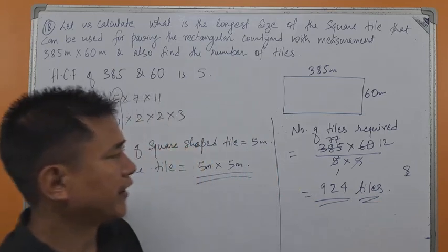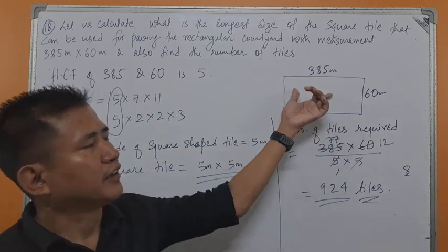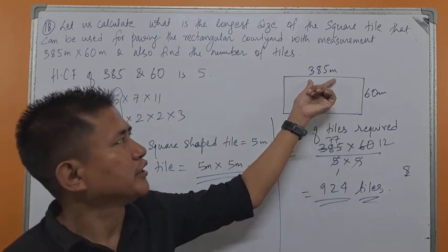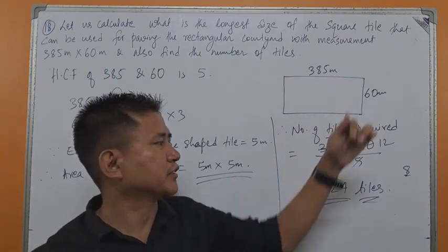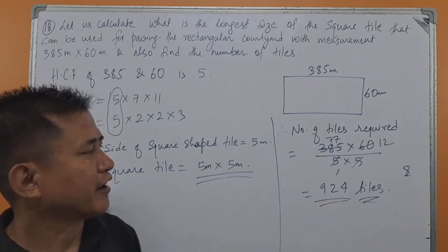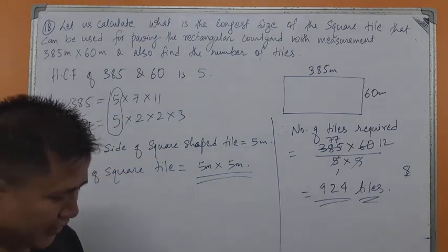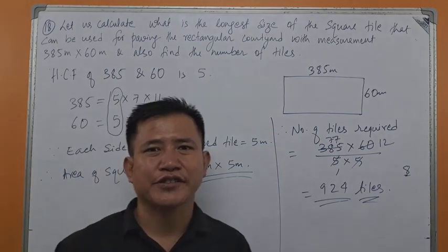We were asked to find the number of tiles required to pave this rectangular courtyard having length 385 meters and breadth 60 meters. Number of tiles required is 924 tiles. Okay, this is the last question from this chapter.